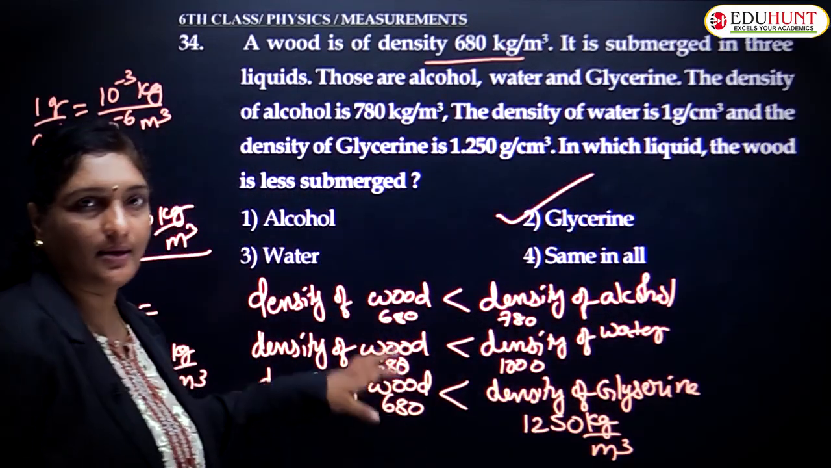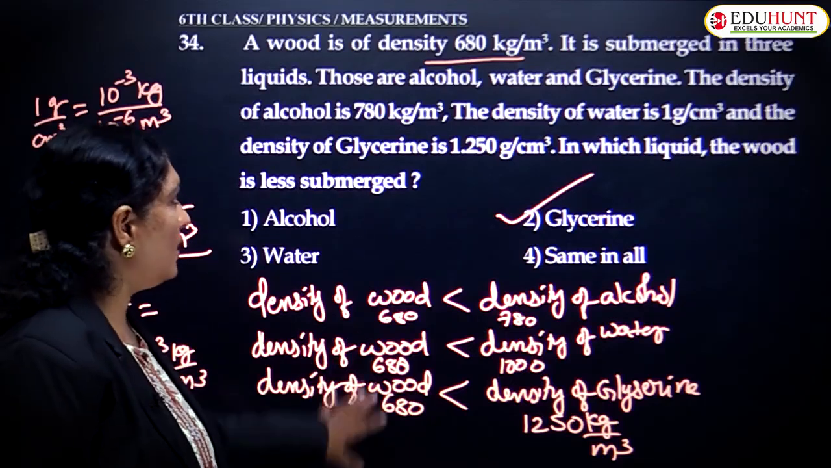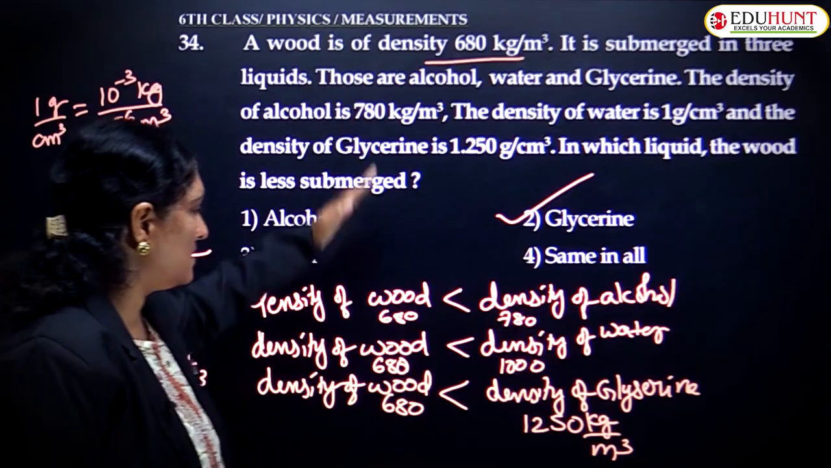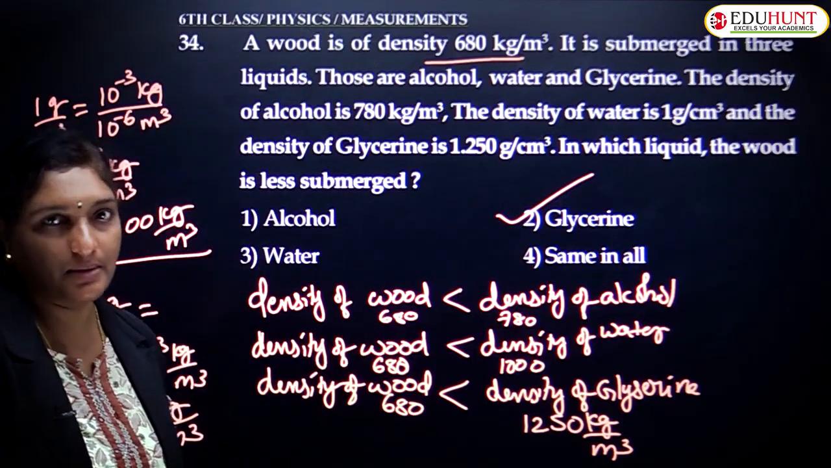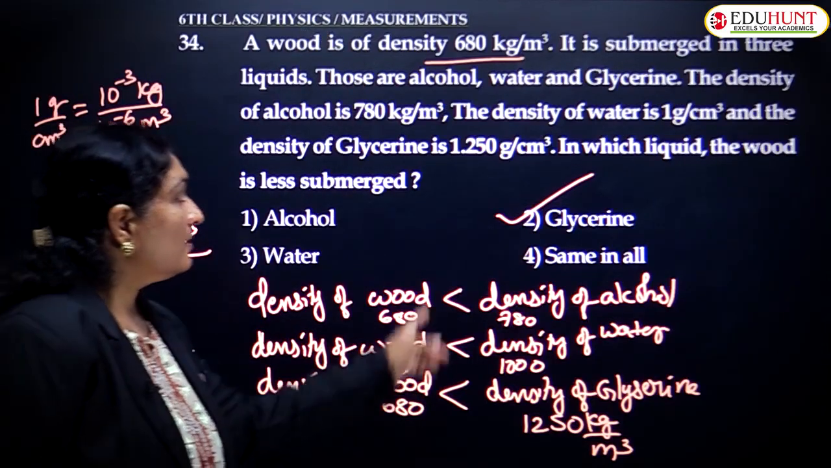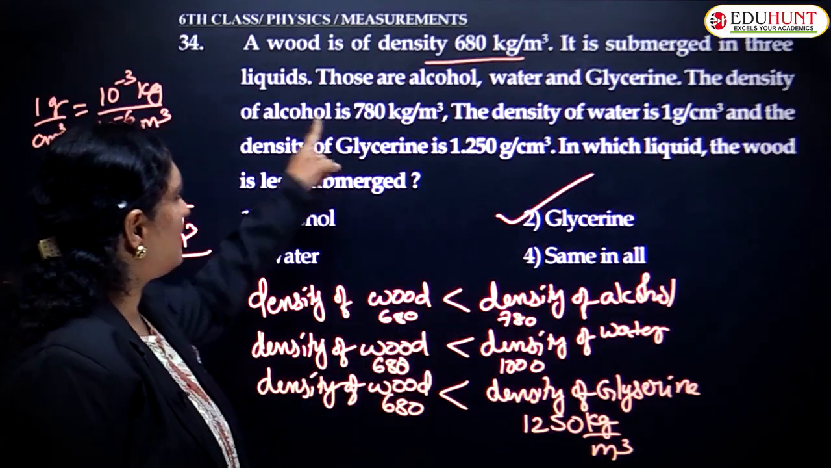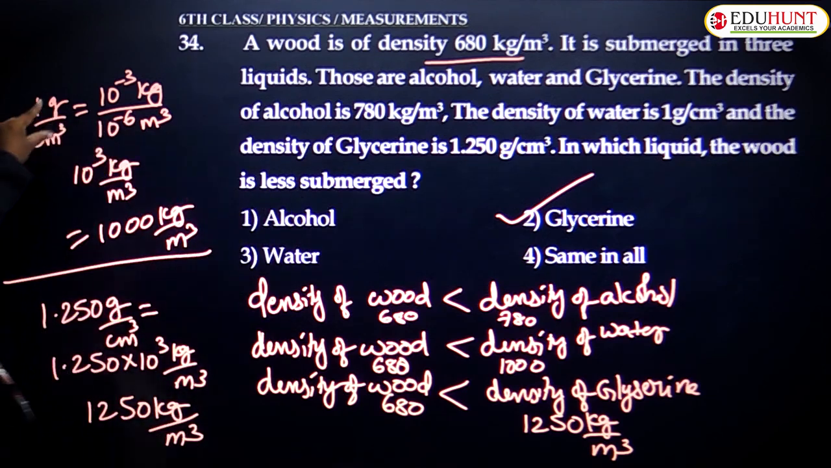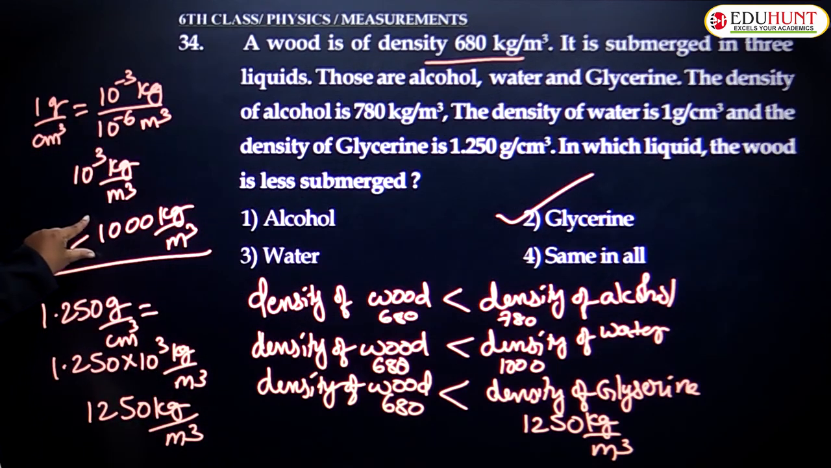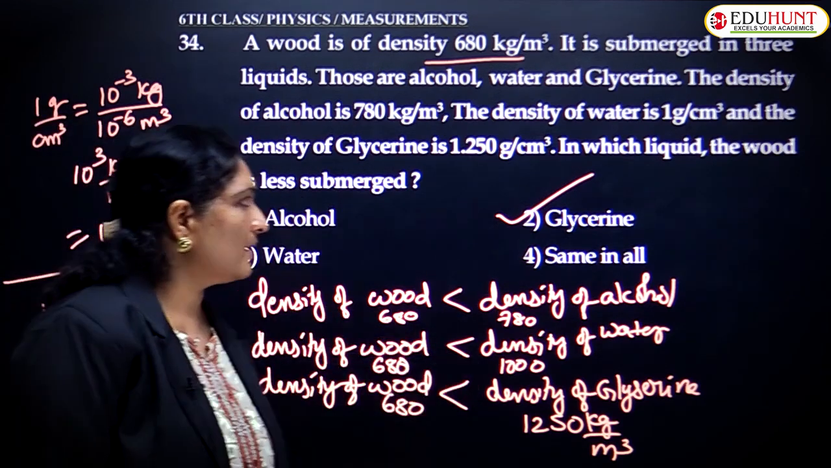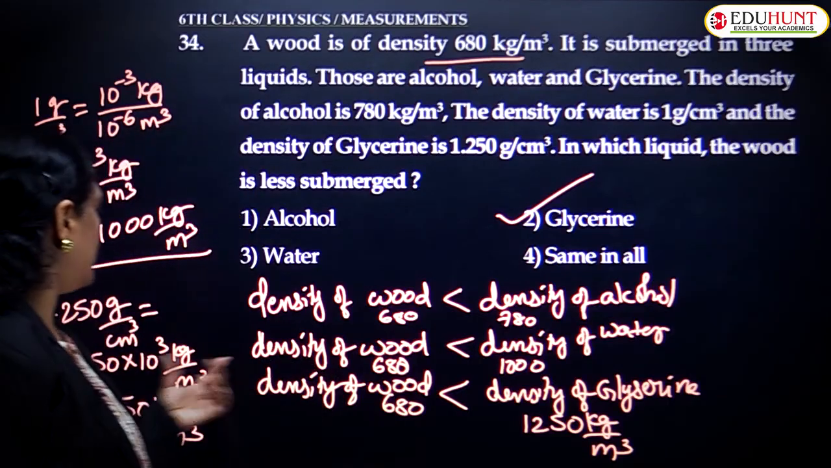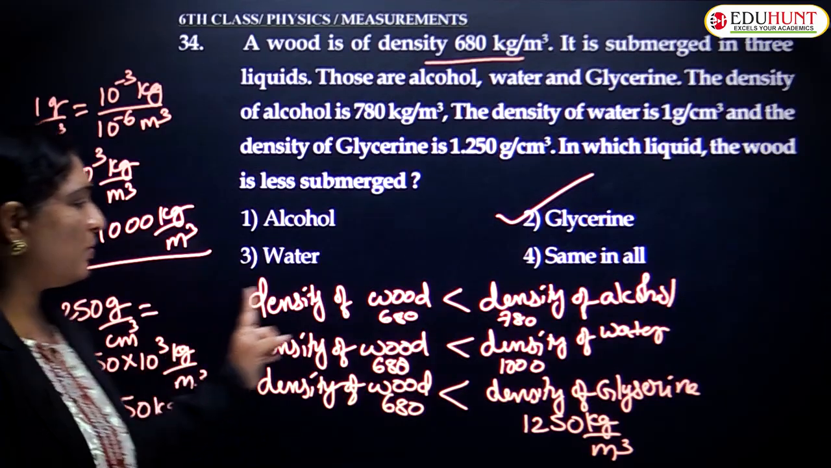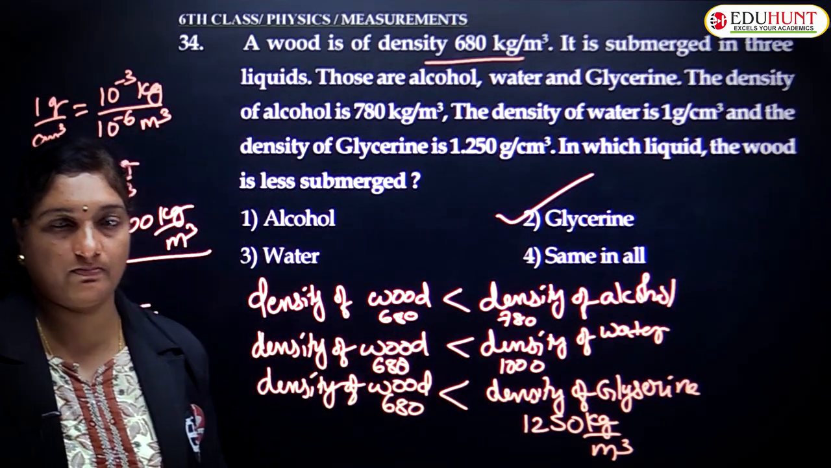So a little you need to understand in a proper way, children. First of all, you need to focus. So what is given means density of the wood is given as 680 kg per meter cube. That is clear. Now density of alcohol is given as 780 kg per meter cube. Density of water is given as 1 gram per centimeter cube. In SI system it is 1000 kg per meter cube. Whereas density of glycerin is 1.250 gram per centimeter cube. After converting, you will get 1250 kg per meter cube.